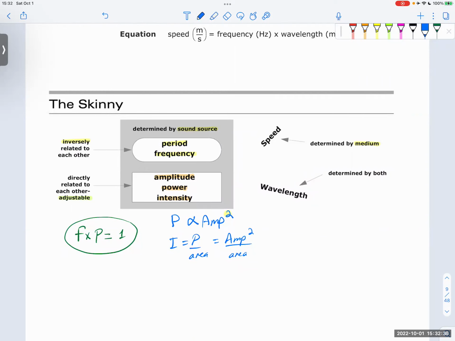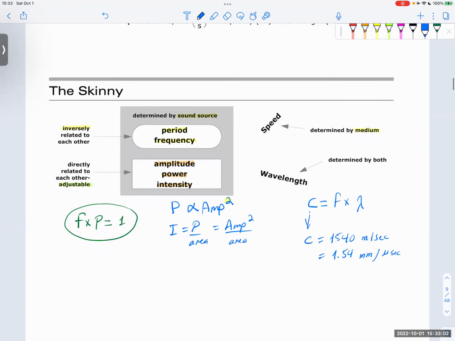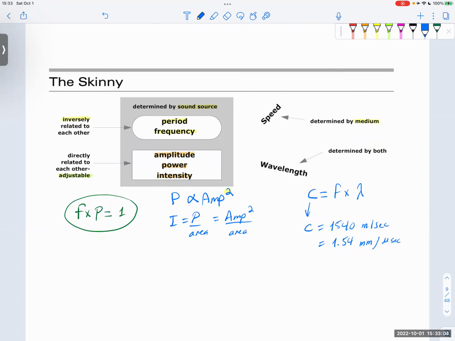Now, the equation that we need to remember for the exam is propagation speed equals frequency times the wavelength. And for our purposes in the exam, usually the speed will be 1540 meters per second, and it's the same as 1.54 millimeters per microsecond. So if the question uses microseconds, you will use this one. If it gives you the frequency in hertz, you can use the 1540 meters per second.